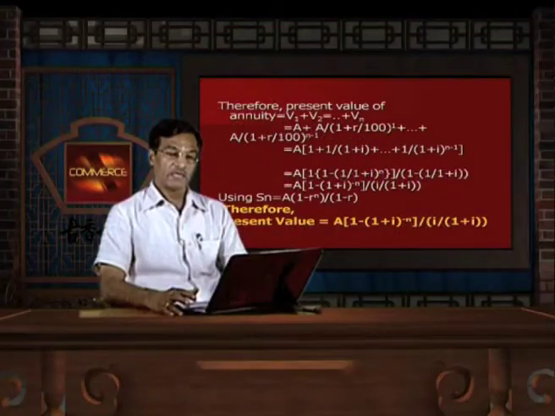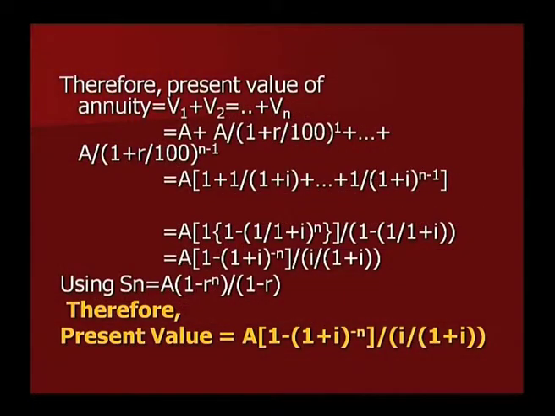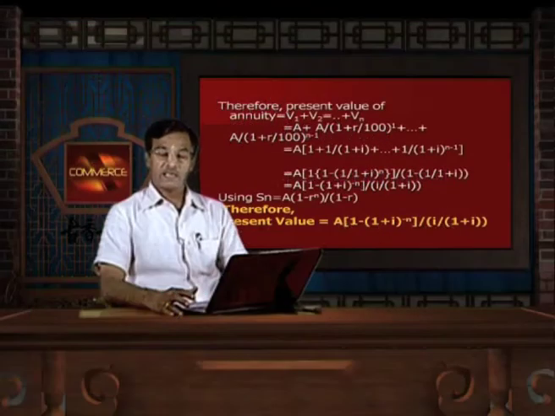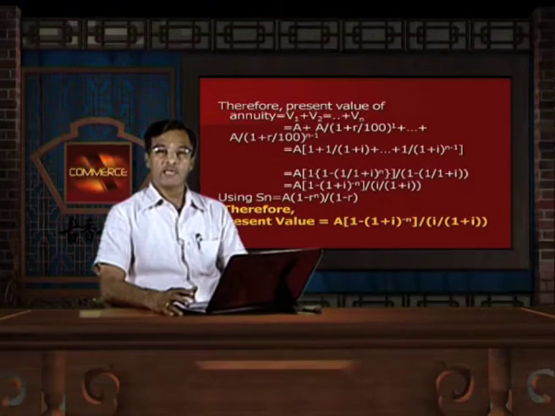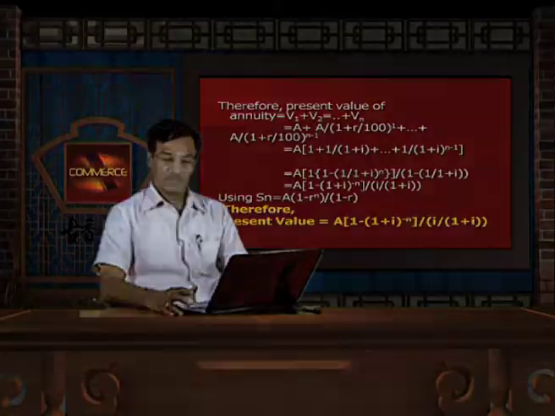Here we have calculated the present value of annuity by summing all values of V1, V2, Vn, that is the amount made at every installment, and the interest is calculated on every installment. The summation is performed by the formula Sn is equal to A 1 minus Rn upon 1 minus R, that is the summation of geometric progression when the common ratio is less than 1.